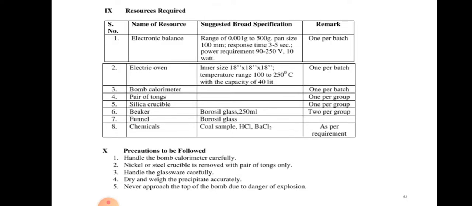Resources required for the experiment. That is the electronic balance to measure the exact quantity of sulfur as well as the barium sulfate. Electric oven, bomb calorimeter, pair of tongs, silica crucible, beaker, funnel and chemicals such as coal sample, hydrochloric acid, barium chloride. We are going to perform this experiment very carefully as we are handling the fuel.